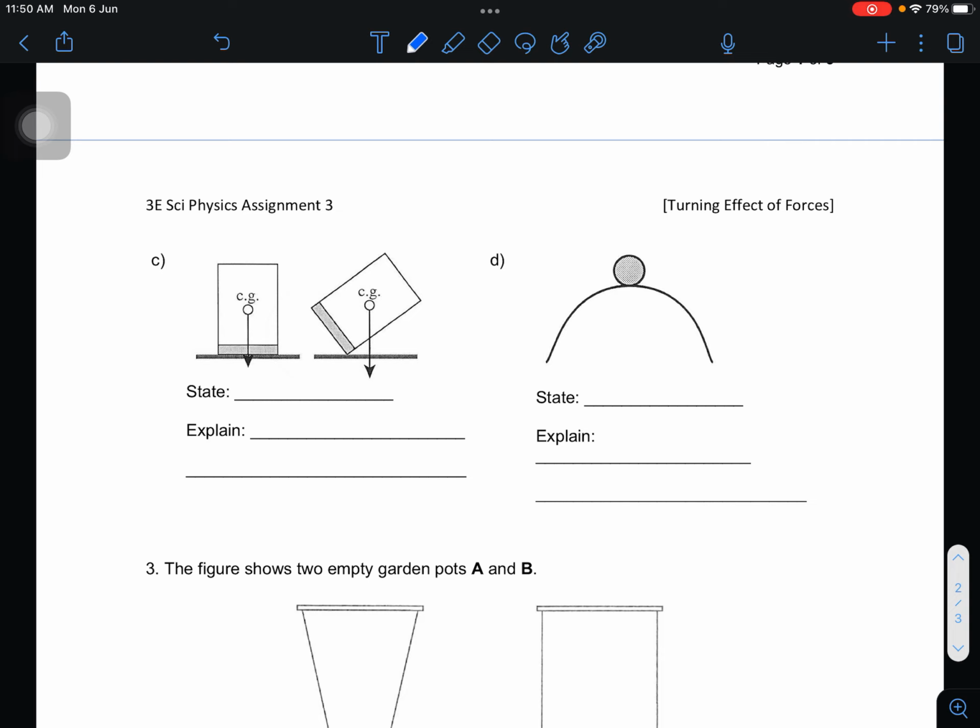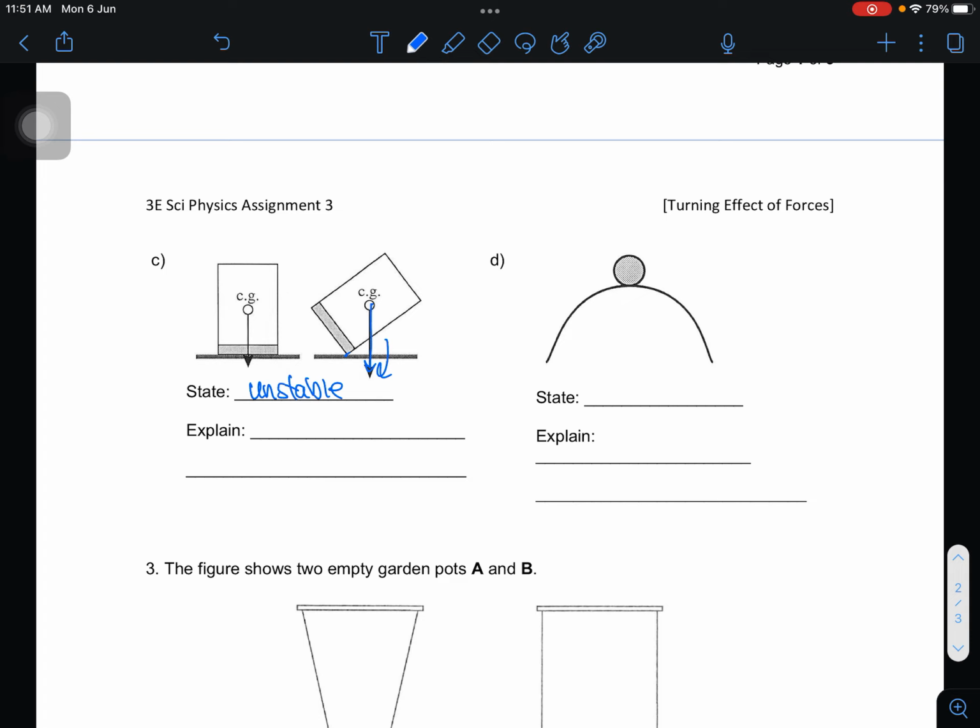For this example, you see the CG is being raised up a lot higher. Now the CG actually creates a moment that we call the clockwise moment. If I release the box, it will likely fall on its side and not go back to its original position. So this is what we call unstable equilibrium.